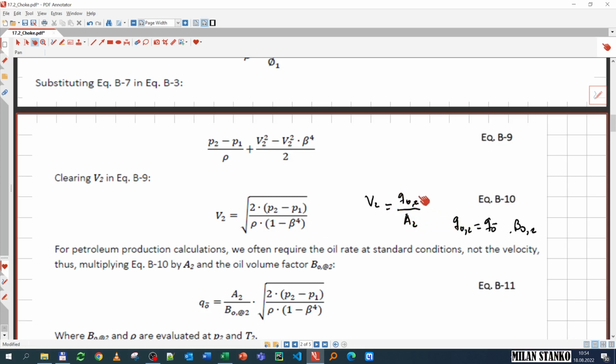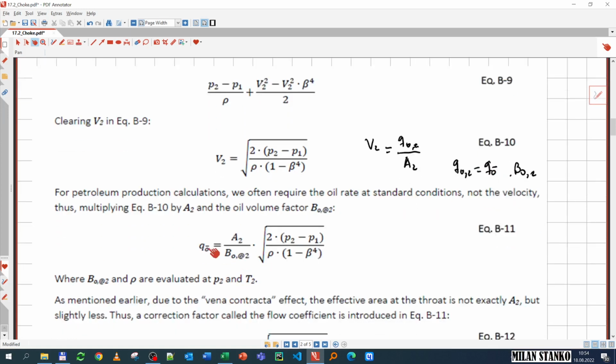And then the volumetric rate of oil, I can express it in terms of the standard condition rate of oil times the oil volume factor, Bo, at the throat. So if I substitute all of that here, then I end up with the rate of oil passing through the choke at standard conditions being equal to that expression.